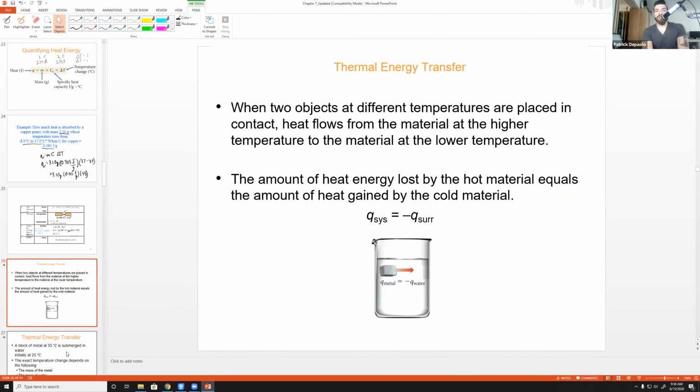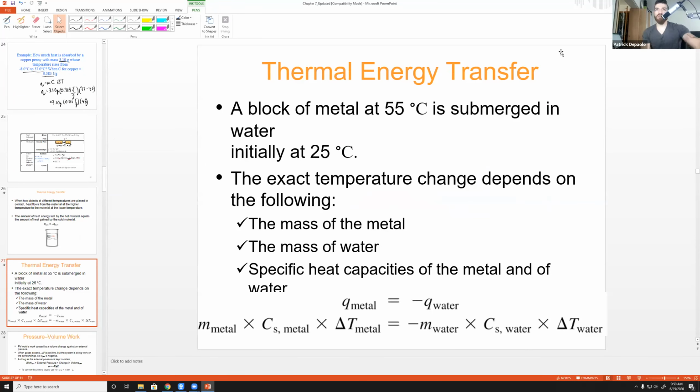So thermal energy transfer. So ice, or this is metal in this case. But let's just talk about examples. Now, you have a block of metal that's heated to 55 degrees Celsius, submerged in water initially at 25 Celsius. There are going to be 2 things happening at this point. So you put the metal into the water.